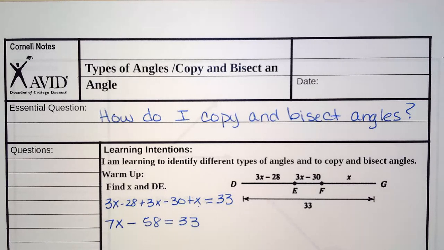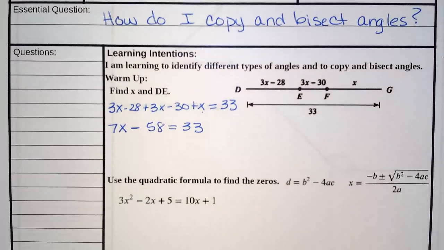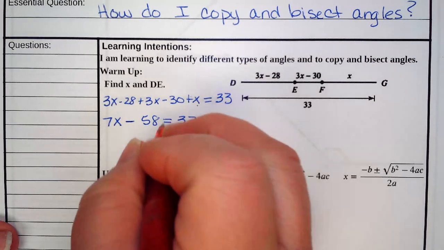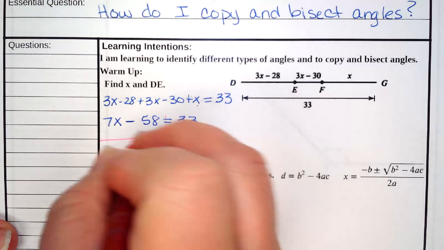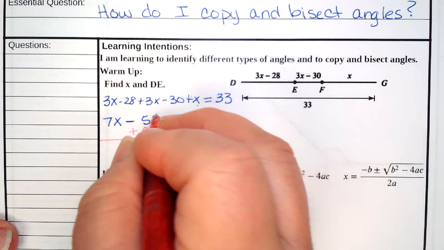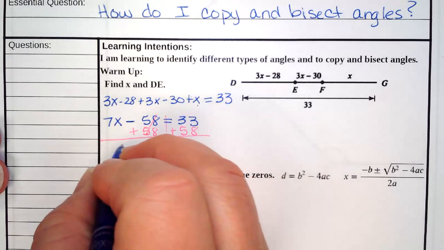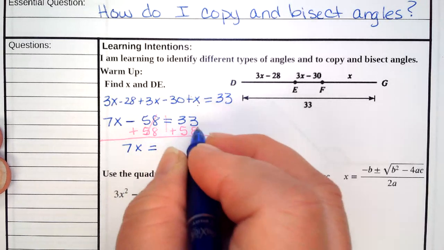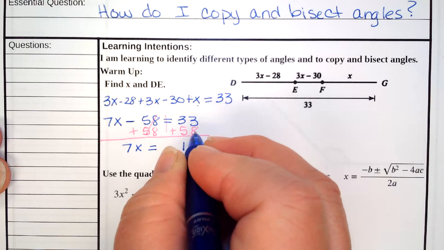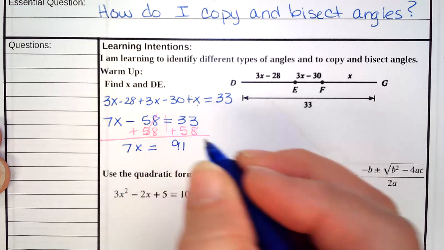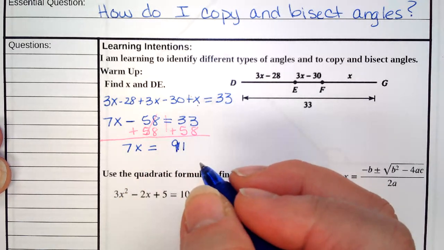Any questions? Okay, let's solve for x. Step 1, you're going to add 58 to both sides. I've eliminated it. 7x is equal to, so that'll be 3 plus 8 is 11, carry a 1. 3 plus 5 is 8, plus 1 more is 9. So that gives me 91.